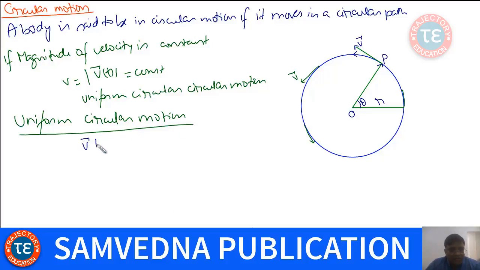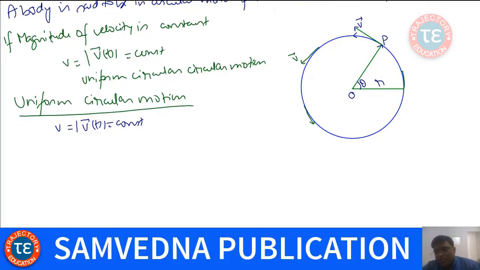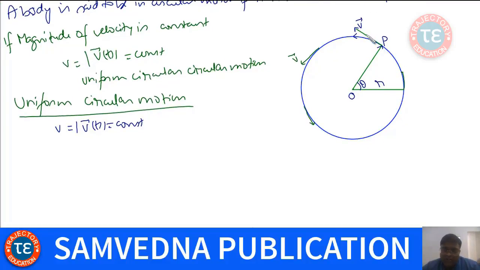So here what do you have? The magnitude of velocity, which is V, remains constant. And one more quite obvious thing in circular motion is that R, the distance of point P from the center, does not change with time. That remains fixed. So R is constant in circular motion.